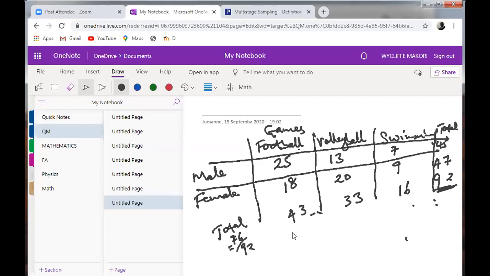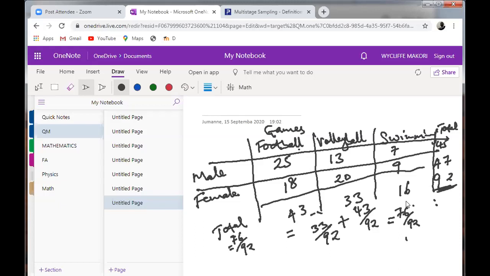I tend to believe you are looking for the probability of volleyball or football. So I tend to believe you did this. The volleyball, they were 33 out of 92. And then we add for the football, which is 43 out of 92. You find this one is going to be 76 over 92, which actually can be simplified, as Lucare correctly indicated. That is okay. I want you to try this.